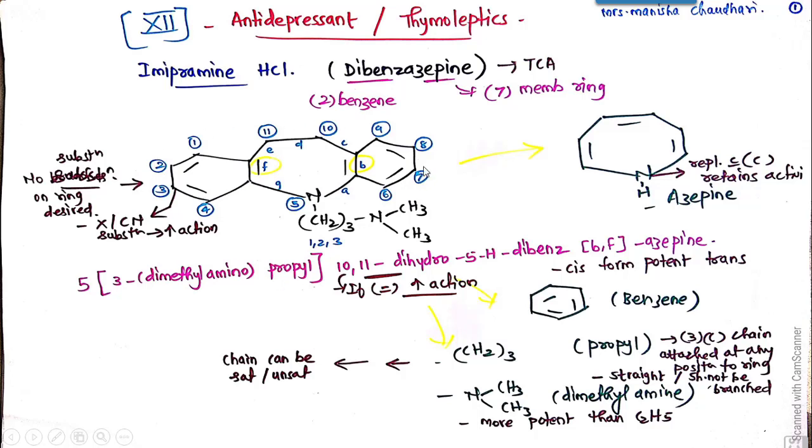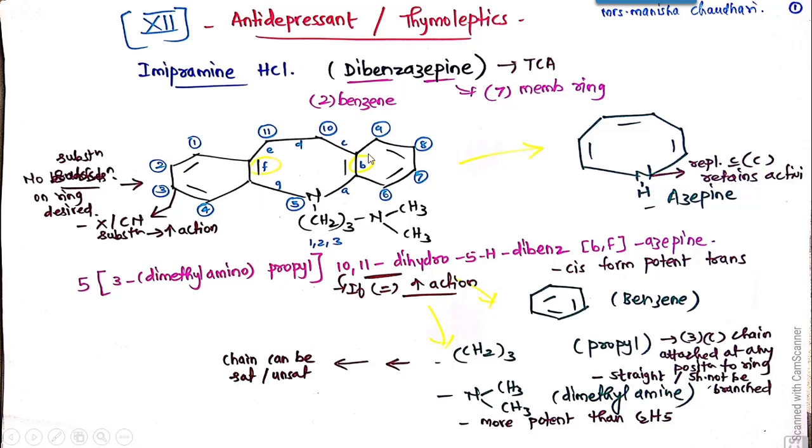First we will see the numbering. Now 1, 2, 3, 4, 5. The nitrogen of azepine gets number 5. Then 6, 7, 8, 9, 10, 11. Now we have given sides to the azepine ring, and we need to see what the names of these sides are. Since this is a 7-member ring, this is side A, this is side B, this is side C, this is D, this is E, and this is F.